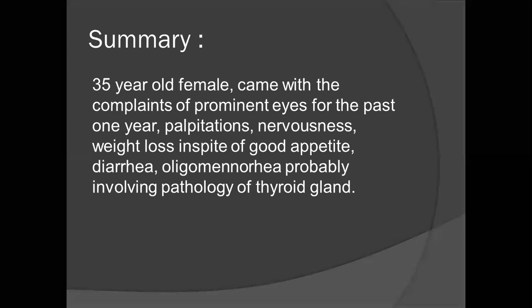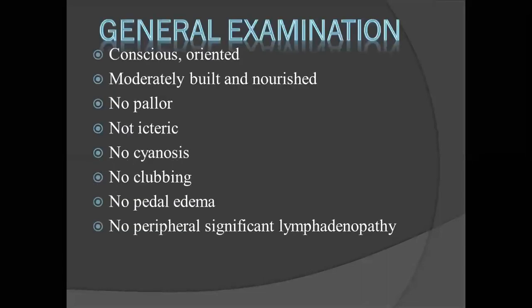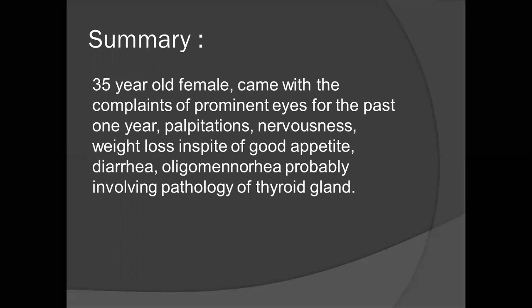Summary: 35-year-old female came with complaints of prominent eyes for the past 1 year, palpitations, nervousness, weight loss in spite of good appetite, diarrhea, oligomenorrhea, probably involving pathology of the thyroid gland. Probably hyperthyroidism. So there is adequate history in this case to say physiologically it is hyperthyroidism, right? So our three diagnoses, one is established.